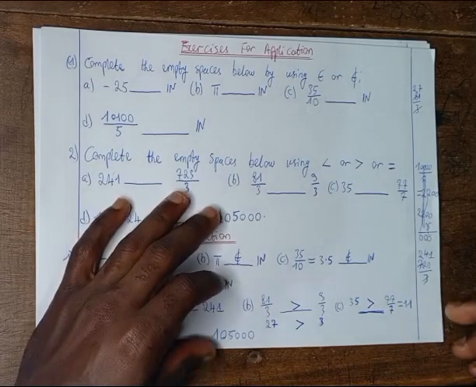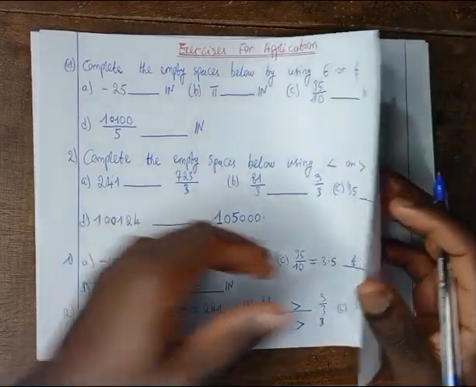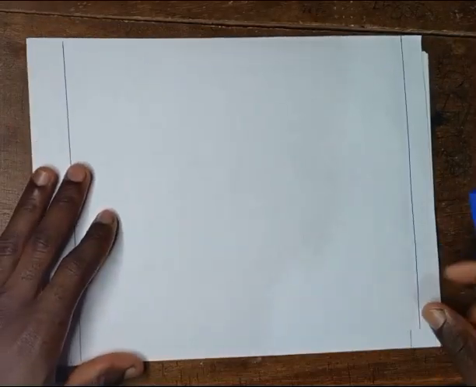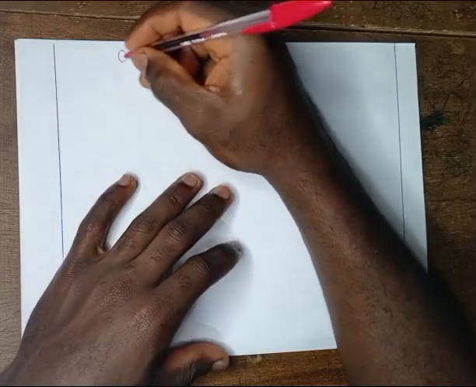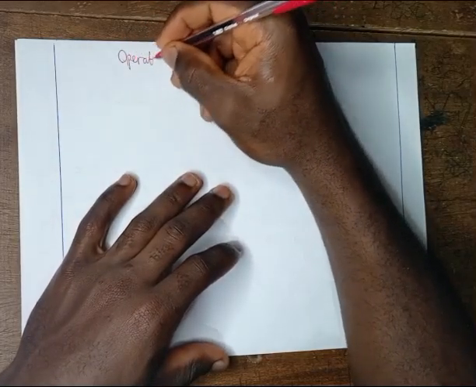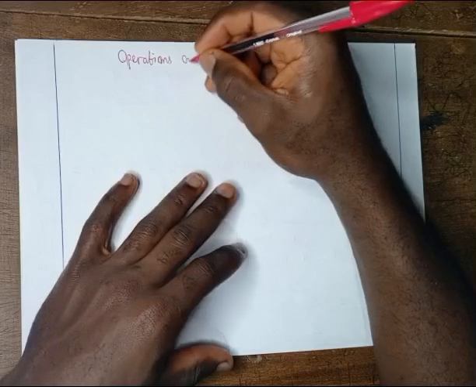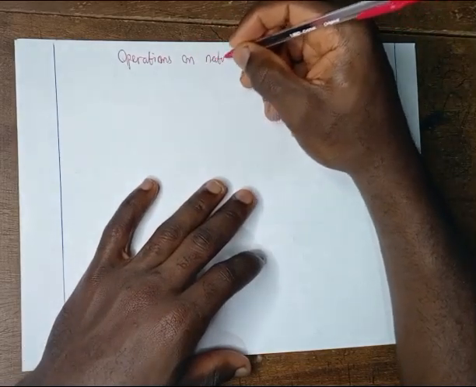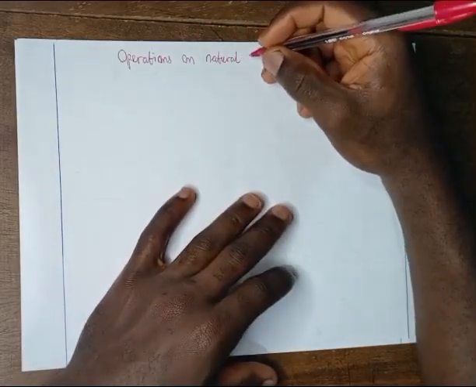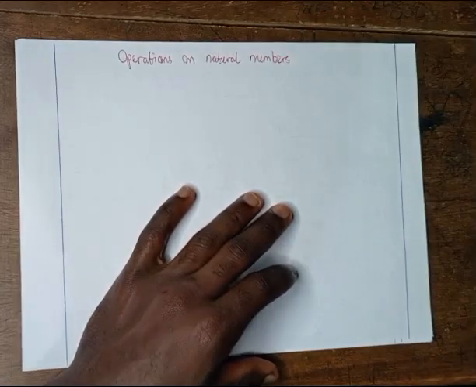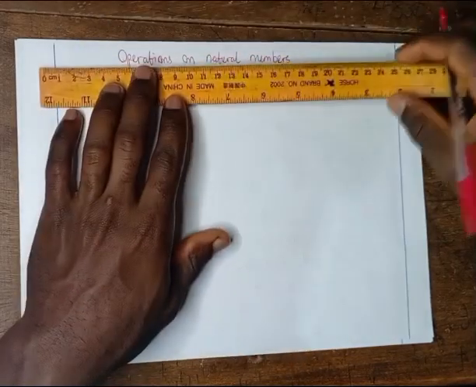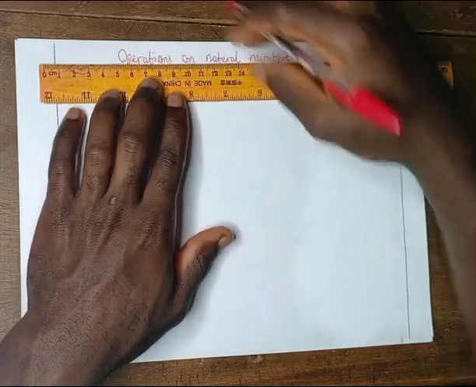Next, we are going to move now to operations on natural numbers. That's what we are to treat. Operations on natural numbers. Talk of operations on natural numbers, we are simply referring to addition, subtraction, multiplication, and division of natural numbers.